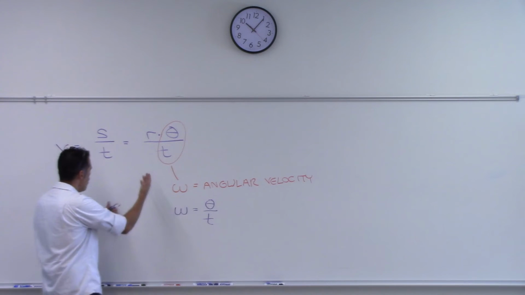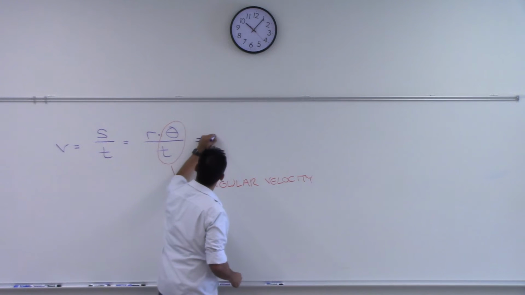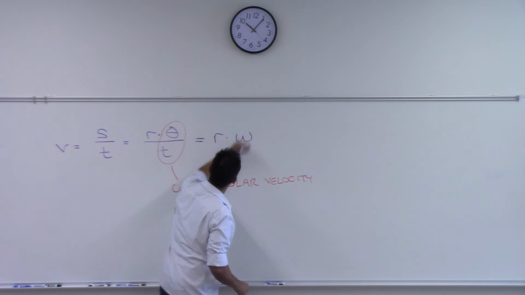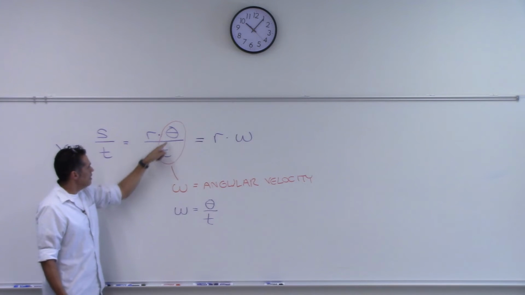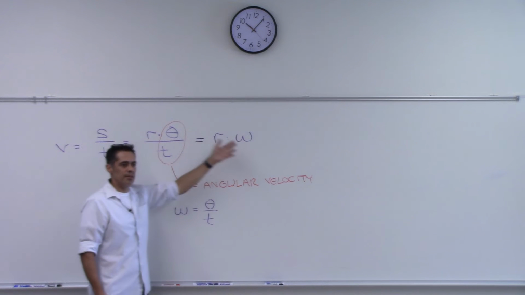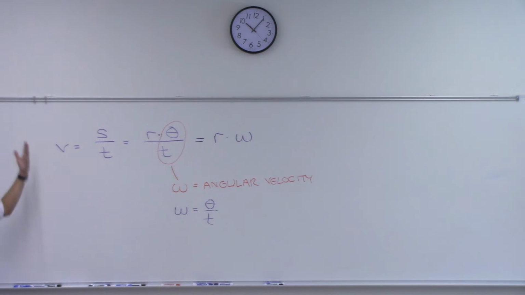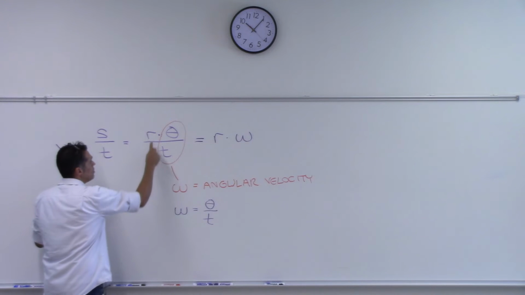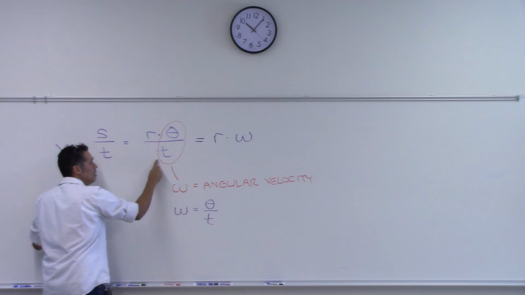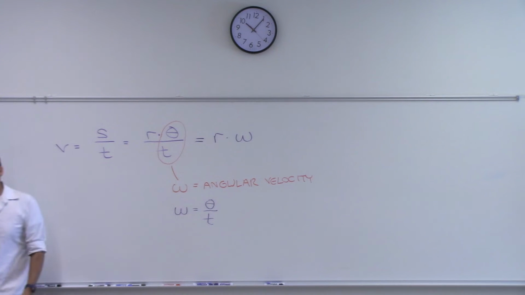So if I wanted to, I could rewrite this formula as r times omega, because if this is omega and that's r, then r times omega is going to be equal to our linear speed. So there are a couple of different ways we can look at linear speed. Linear speed is the arc length over the time, or it's the radius times the angle over the time, or it's the radius times omega, where omega is your angular velocity.